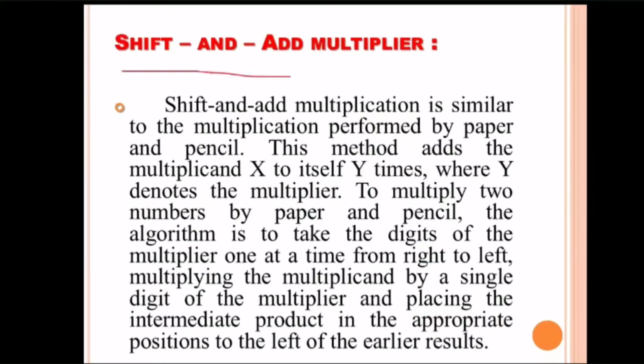Shift and add multiplier. This multiplier is used to multiply only the positive numbers, that is, unsigned numbers. Shift and add multiplier is used to perform unsigned multiplication. So with positive numbers only we can perform multiplication by using the shift and add multiplier.